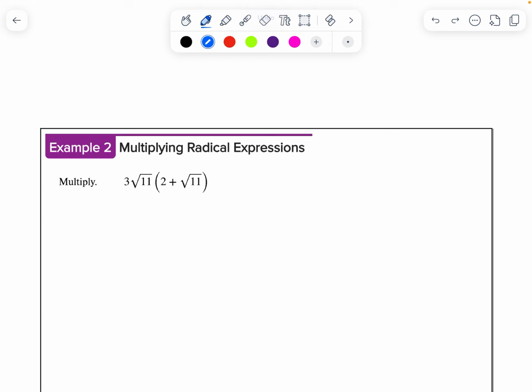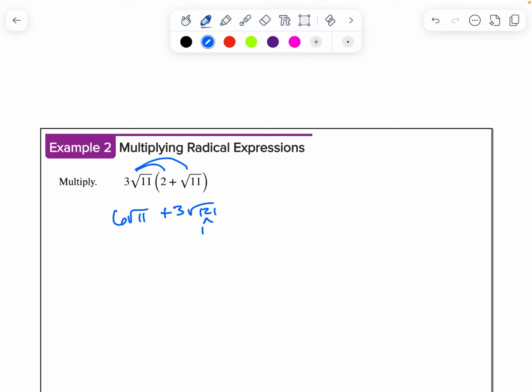We have two things that we have to multiply. We just treat them like they're variables. You're just going to distribute. So I'm going to distribute the thing that's on the outside, the entire thing. Distribute it to the 2. Gives me 6 square root 11. Remember, outside times outside. Distribute it to that. Gives me 3 square root 121. Inside times inside.